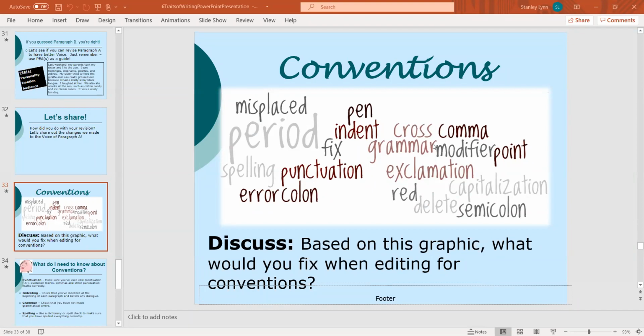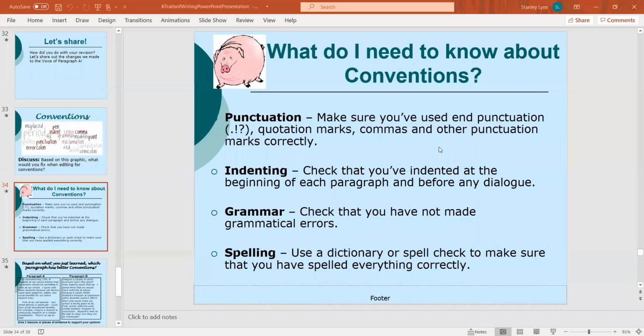Conventions. Based on this graphic, what would you fix when editing for conventions? What do I need to know about conventions? Punctuation. Make sure you've used end punctuation, a full stop, exclamation, question mark, quotation marks, commas, and other punctuation marks correctly. Indenting. Check that you've indented at the beginning of each paragraph and before any dialogue.